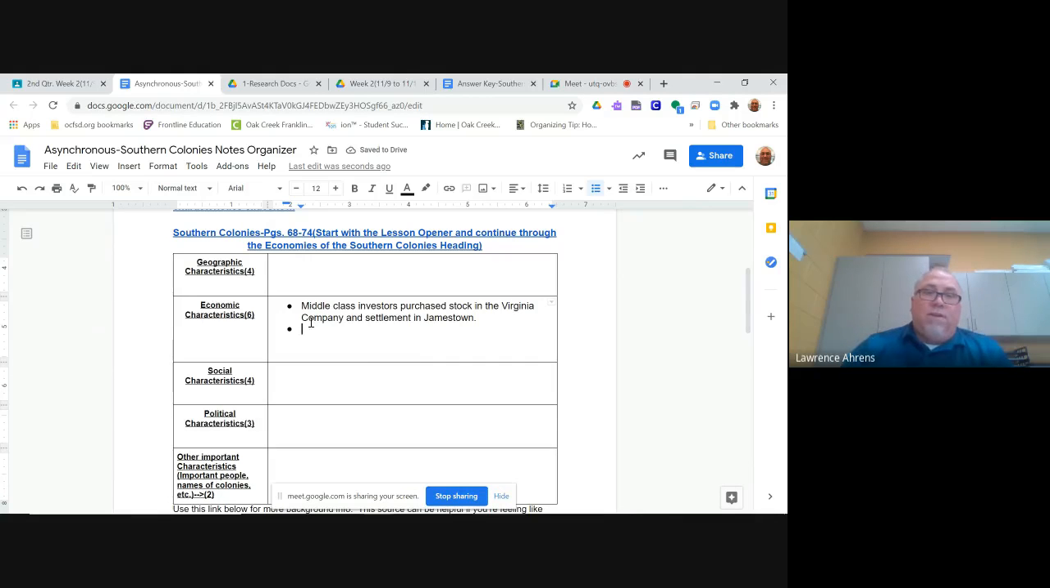In other words, they're only going to Jamestown in order to essentially make money, and that's why it's an economic characteristic. We also had that the middle class, as a social characteristic, was growing in England at this time.